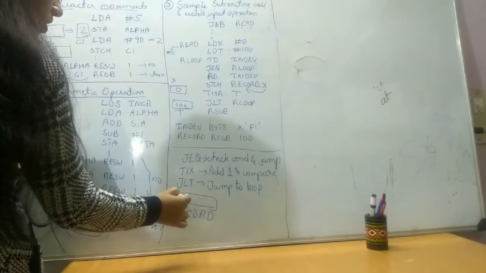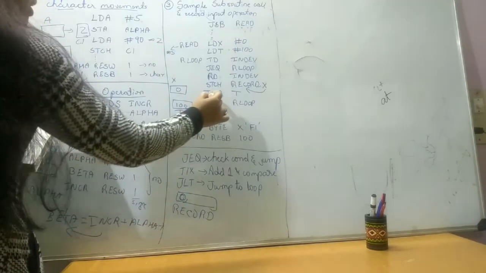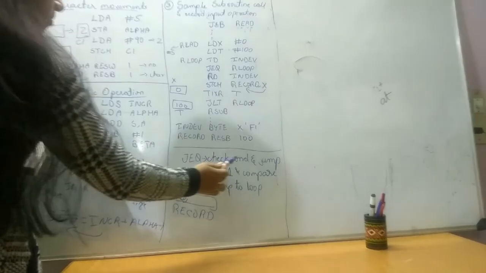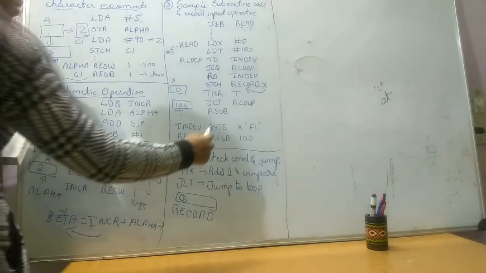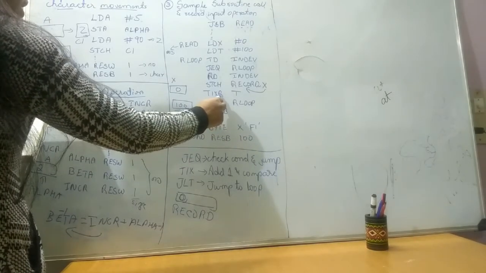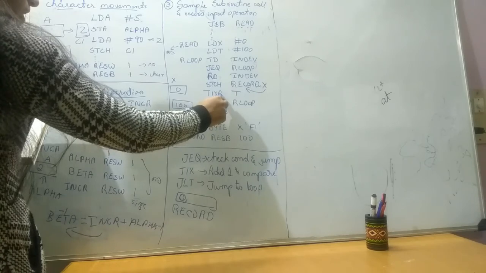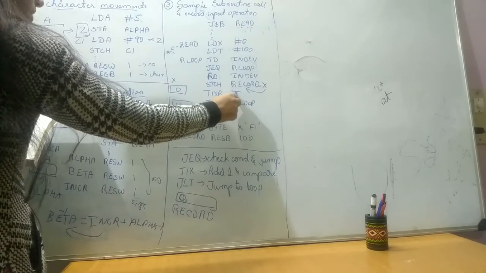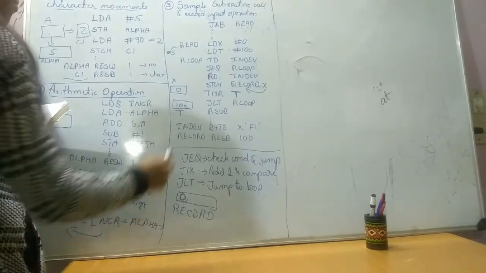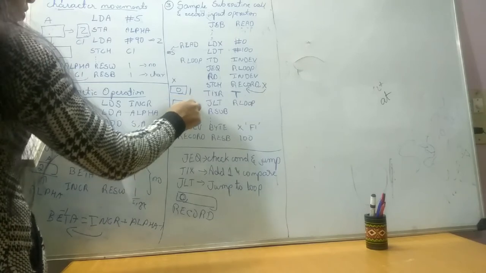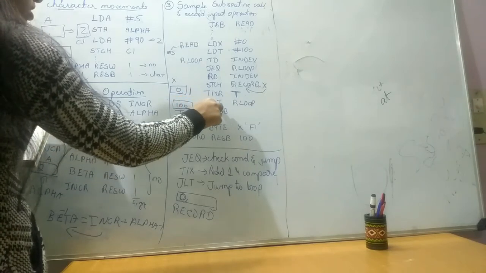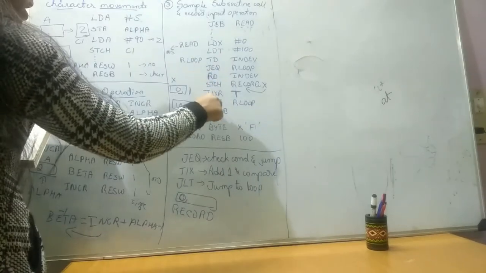Initially it will be 0, and TIXR means increment and compare and check. TIX means it will increment and check. For a loop we use an i++ kind of statement in C. So here it increments and checks. It increments X and compares with T. So X now becomes 1. Is it equal to 100? No. If it is not true, we have to jump to RLOOP. We have to read the 100 characters.